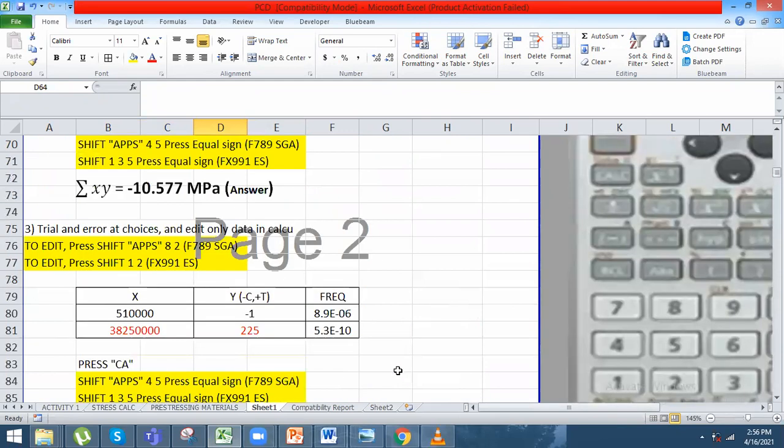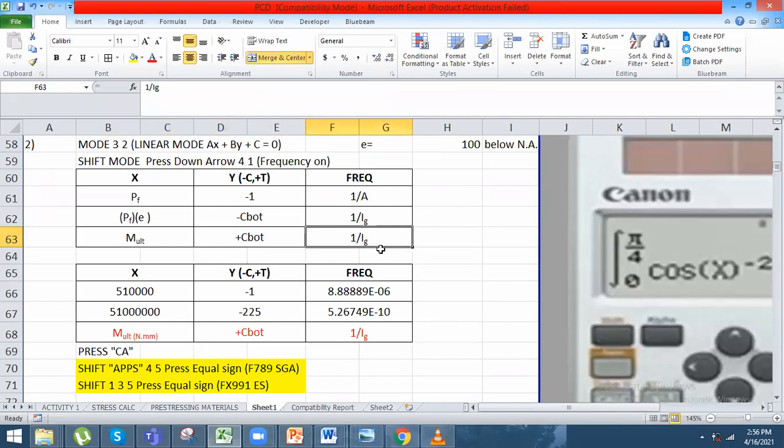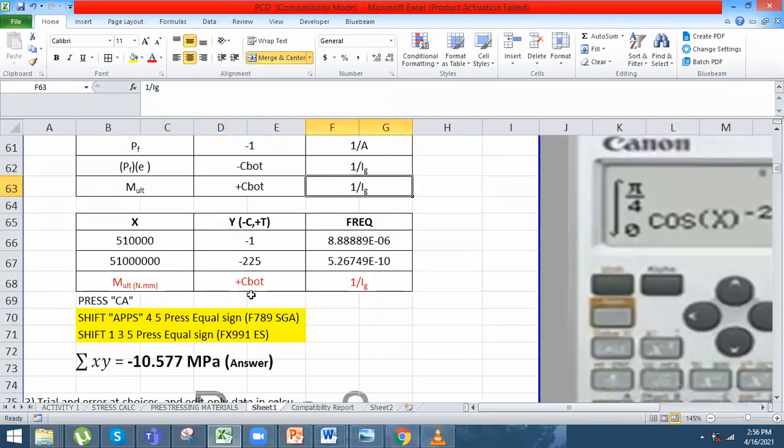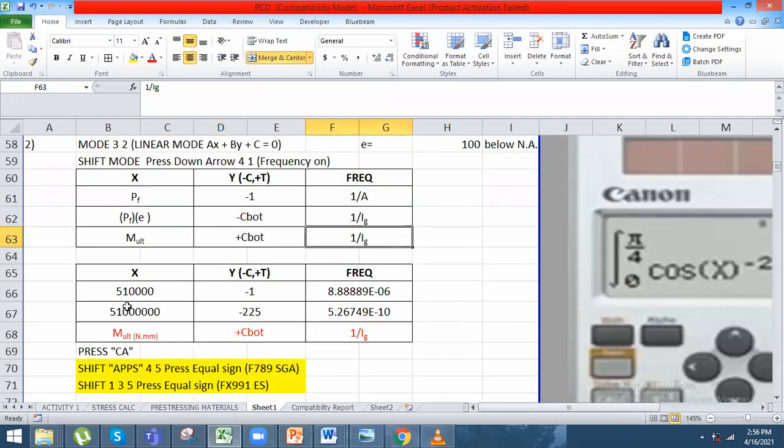Okay? Yan. So 1 over IG din siya. So dito, okay. Since wala namang moment, ang i-inputan lang natin is itong mga nandito. So that would be PF 510,000. Then ito naman is 510,000 multiplied sa eccentricity na 100. Okay? Then dito, compressive, that's negative 1.